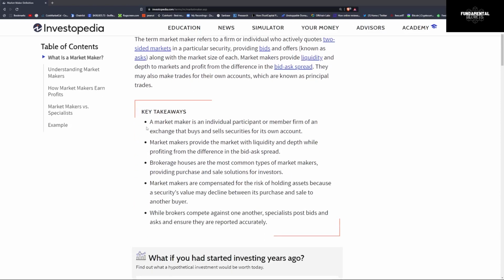Key takeaways: a market maker is an individual participant or member firm of an exchange that buys and sells securities for its own account. Now, market makers provide the market with liquidity, the depth, while profiting from the difference in the bid and the ask spread. So you're probably like, what is the difference in the bid and the ask spread?